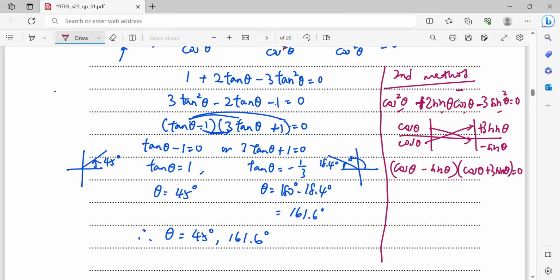So you can double check by expanding all the terms. So cos theta times cos theta, cos squared theta, cos theta times 3 sin theta, it will be positive 3 sin cos. Then here is minus 1 sin cos, therefore you get plus 2 sin cos. Okay, then at last, negative sin theta multiplied by 3 sin theta, it will be negative 3 sin squared theta. So this is the expansion in terms of sin and cos. So then cos theta minus sin theta equals to 0, or cos theta plus 3 sin theta equals to 0.